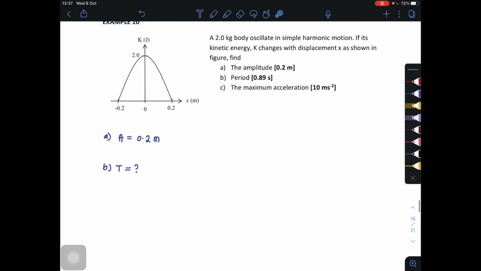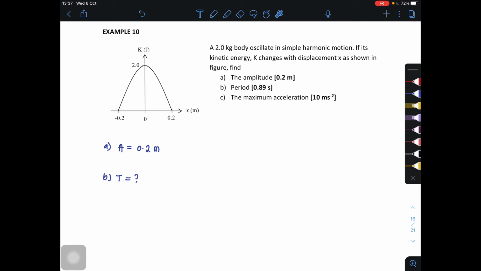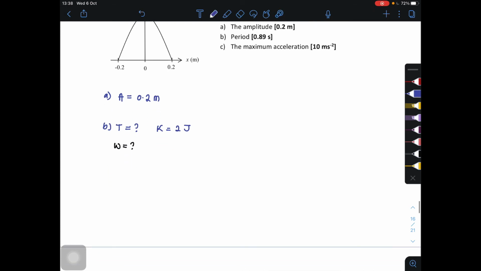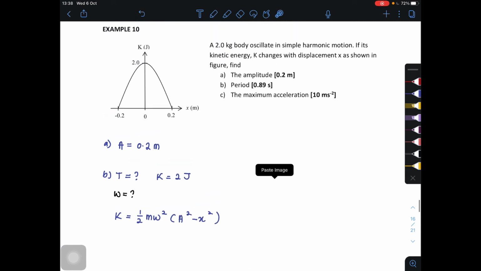Okay, so daripada graph ni, selain kita dapat value untuk amplitude, kita boleh dapat value untuk kinetic energy. So this is the value for the kinetic energy. So here we can get the kinetic energy is equal to 2 joule. Okay, so in order to find T, we need to find the value for omega. So omega we can get it from the kinetic energy. Sebab kita tahu kinetic energy, formula dia adalah sama dengan 1 over 2 m omega square, A square minus x square. Okay, di mana x dekat sini adalah kosong.